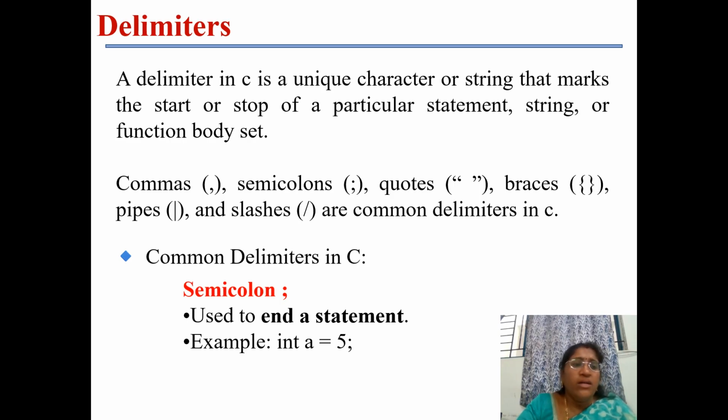Common delimiters in C are comma, semicolon, quotes, braces, and slash. Semicolon is used to end a statement. For example, int a = 5; the semicolon at the end of the statement is used to end a statement.